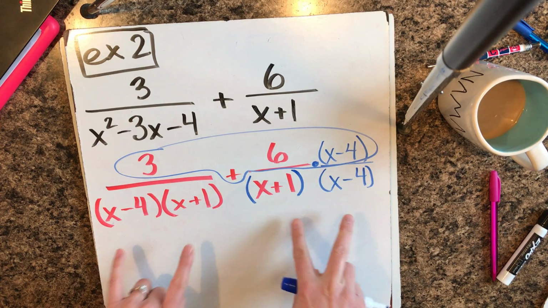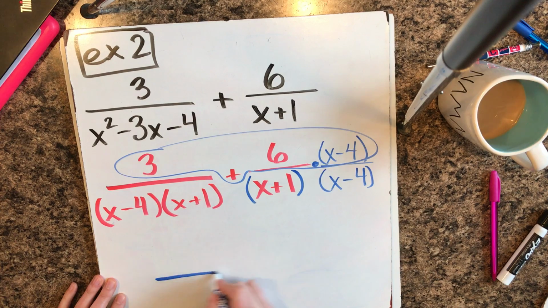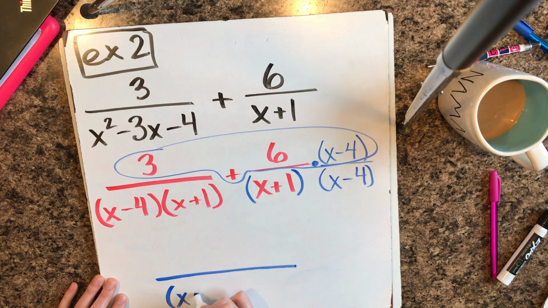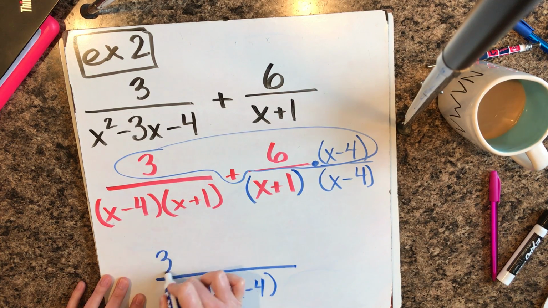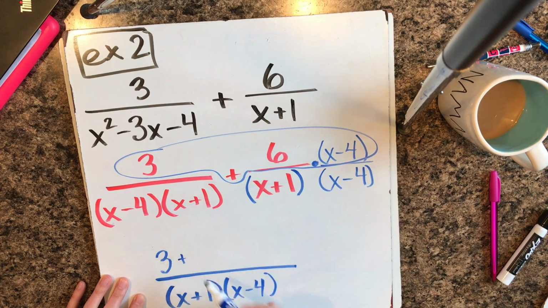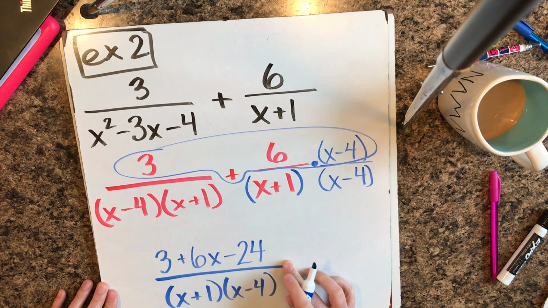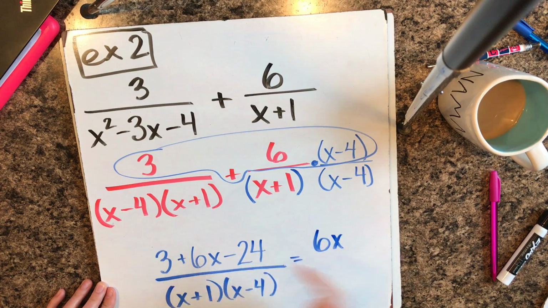Okay, reminder, just like the last example, once we have a common denominator, that's going to be the denominator of our answer, unless we can simplify further, but we'll worry about that in a minute. So on top, we still have a 3. We have the plus, and this 6 gets distributed through. So we'll have a 6x minus 24. Okay, only thing left to do on top is to combine like terms. So I have 6x minus 21.